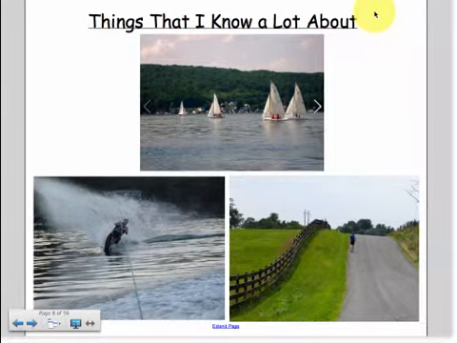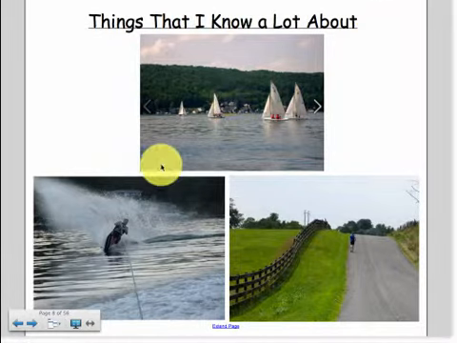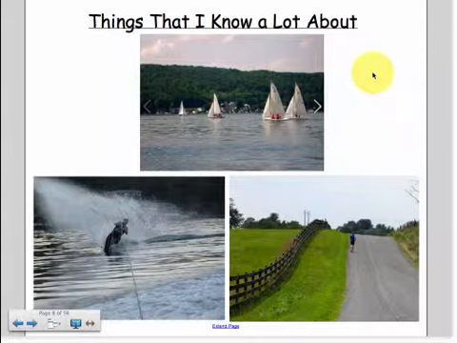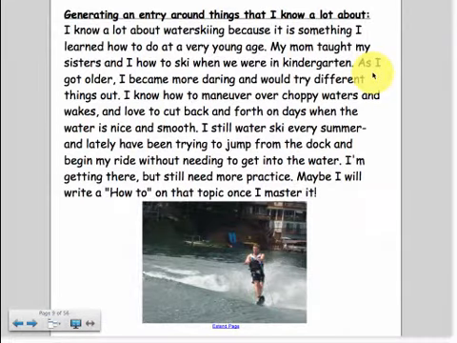We're going to end this session with things that you know a lot about. You hear me talk about sailing, skiing, and running quite a bit. So I chose those 3 pictures here, and then I'm going to pick one to write about. The topic or theme of this entry is things that I know a lot about. Again, an entry gives us enough to get an idea of what the topic could be. You can pause and read, and then I want you to come up with an entry or two on things that you know a lot about.